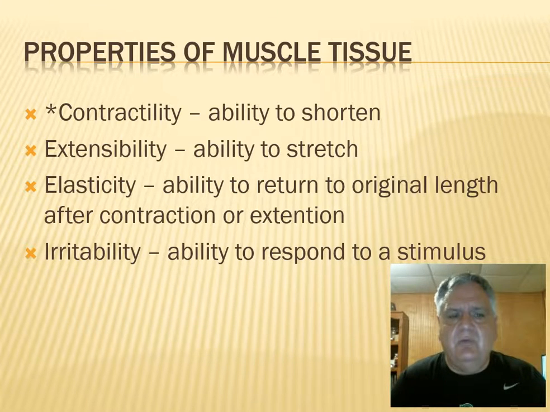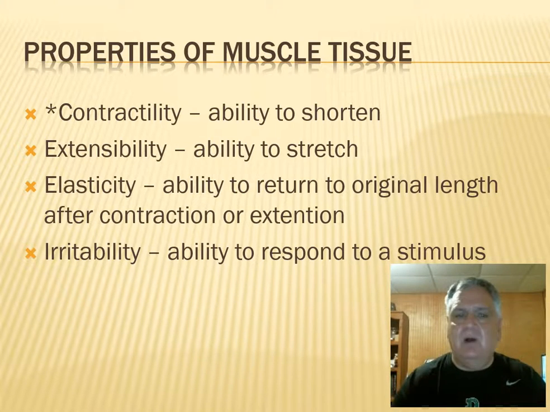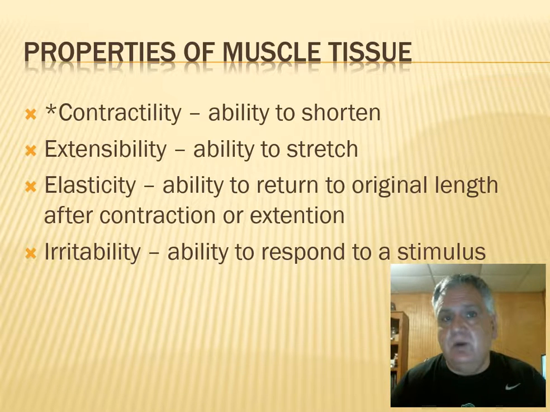And finally, muscle tissue also has the property of irritability. Now, that doesn't mean it gets up on the wrong side of the bed every morning. In terms of physiology, irritability means that a tissue has the ability to respond to some kind of environmental change, or what we refer to as a stimulus. So muscles do have the ability to respond to a stimulus. How do they respond to that stimulus? By undergoing a contraction.